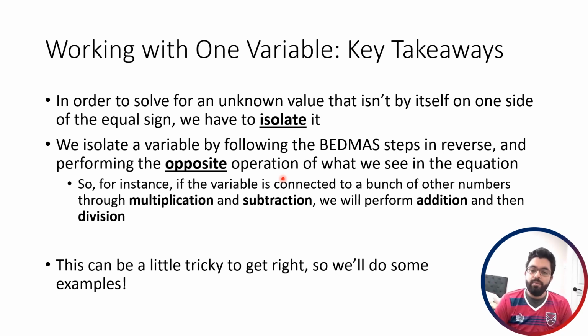Now, once we get into some more complicated problems, you're going to see there's a little bit of an extra step where we have to do a little bit of rearranging before we can do any of the BEDMAS stuff, but this should suffice for now. So for instance, if you've got a variable that's connected to a bunch of other numbers through, let's say, multiplication and subtraction, we'll first perform addition to undo the subtraction, and we're starting at the tail end of BEDMAS, right? So we do the addition and subtraction first, and then we'll do division to kind of undo the multiplication, and then at that point we would be done.